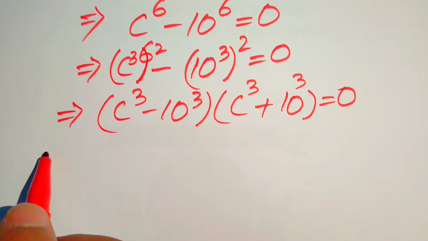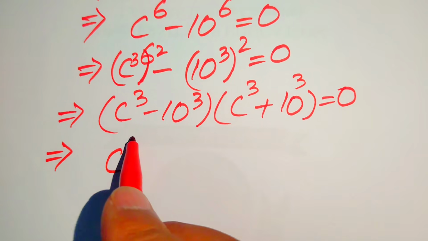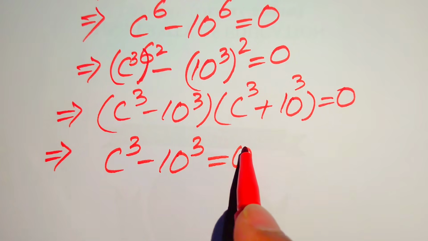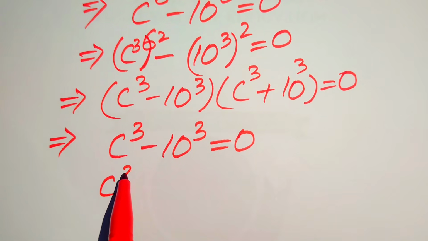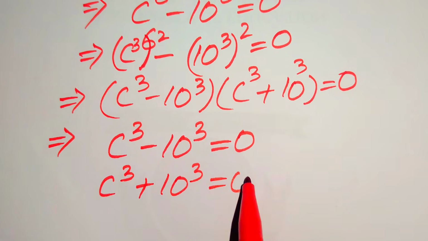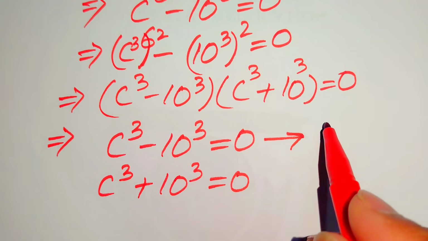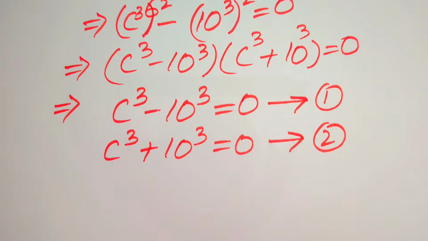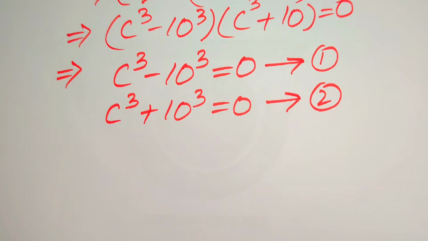And now here we divide this into two cases. The first case is we write c cubed minus 10 cubed is equal to 0. And the second case is we write c cubed plus 10 cubed is equal to 0. This is equation number 1 and this is called equation number 2. So we need to solve both of these two equations in order to get the values of c.